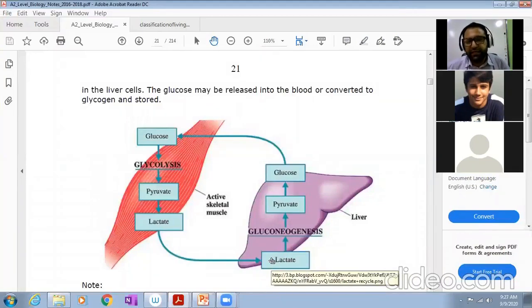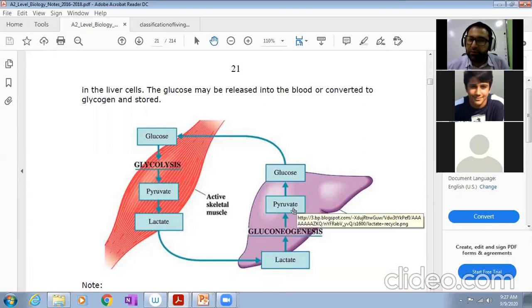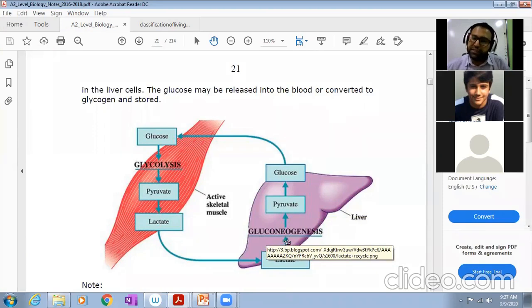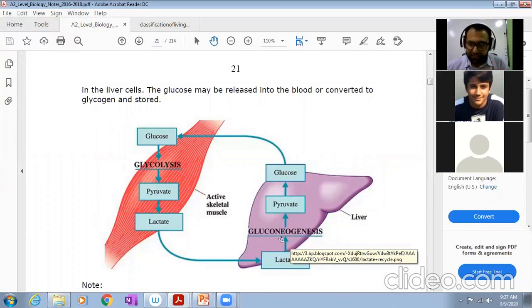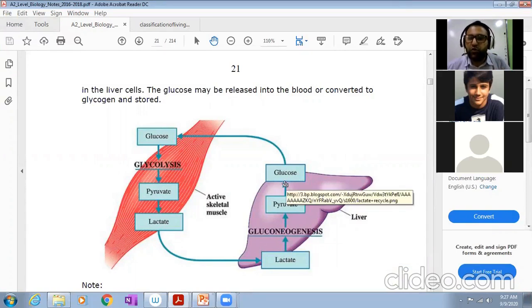So remember, in the liver, that lactate will reach from muscle through blood plasma to the liver, and in the liver that lactate will convert into pyruvate through a pathway called gluconeogenesis. Remember, this is very important, you have to learn about this. Gluconeogenesis is conversion of non-carbohydrate material into carbohydrate. So in this case, lactate will convert into pyruvate, and pyruvate will convert back into glucose.